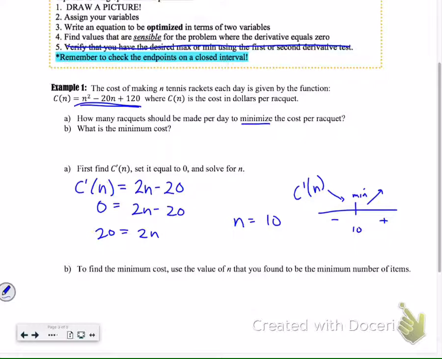Now, to find the minimum cost, I need to plug that back in. So, C of 10 would be 10 squared minus 20 times 10 plus 120 ends up giving me $20. So that's the cost of making tennis rackets each day. So the minimum that we can make that would be $20, and that's by making 10 rackets.